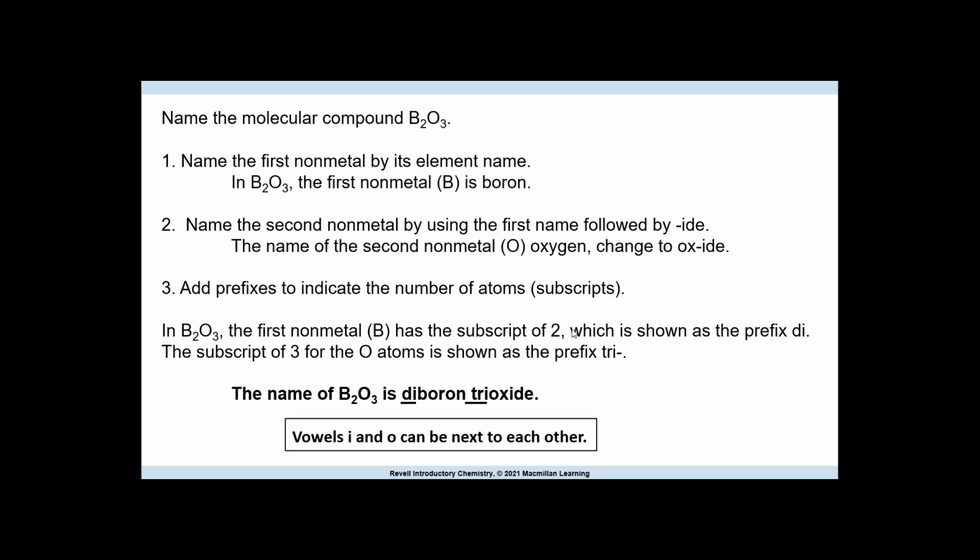Name the molecular compound B2O3. Again, just going step by step for my other class. It's a nonmetal, it's boron, so nothing changes with that. Name the second one by using the first part of the name followed by ide. It's oxygen, we cut that off at the Y, so it's oxide. Now we're going to add the prefixes. So we have 2 for boron, which is di, and we have 3 for oxygen, which is tri. So the name is diboron trioxide. However, the vowels I for tri and O can't be next to each other. So it's trioxide.